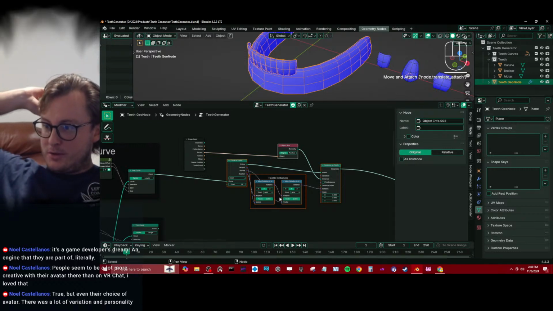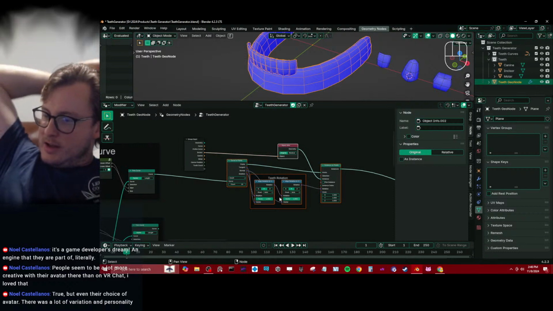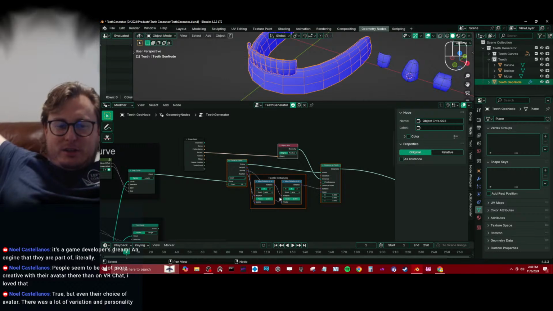But even their choice of avatar has a lot of variation and personality. Well, good. Good. As it should be. As it should be.